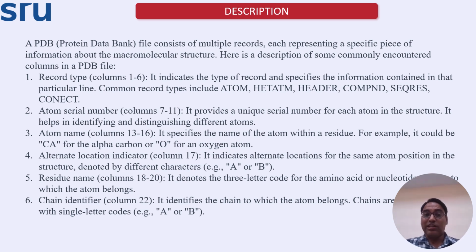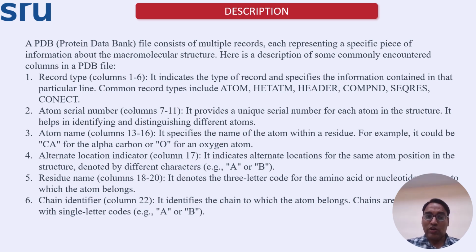Then the atom serial number. 5 columns are specially meant for that. It goes from one to the very end, including the ligand atoms also. Then the atom name, columns 13 to 16, like O, C alpha, C beta, like that.